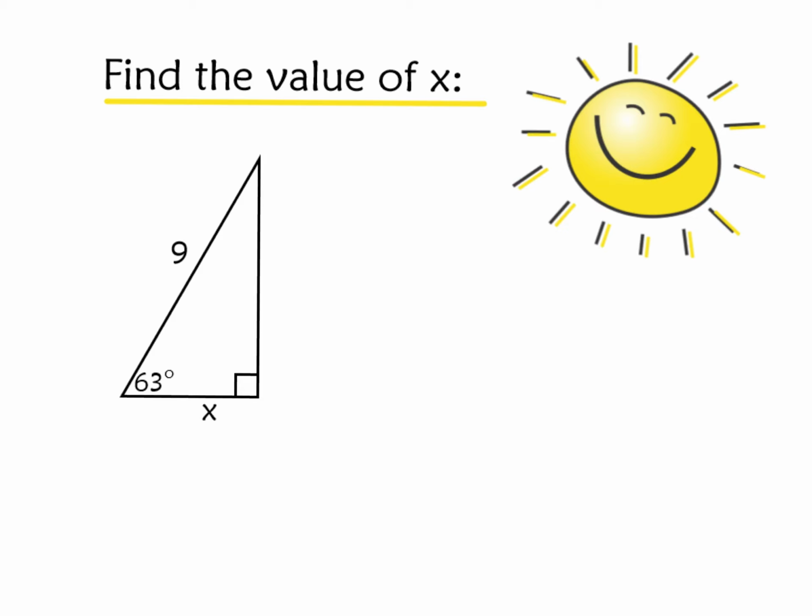Okay, our last example. My 63-degree angle, the x is the adjacent, the 9 is the hypotenuse. So that's cosine. So the cosine of 63 is equal to adjacent over hypotenuse. So x over 9. Go ahead and cross multiply. I have x is equal to 9 times the cosine of 63. I'm just ready to type that right in. And I have x is equal to 4.1. And that's it.